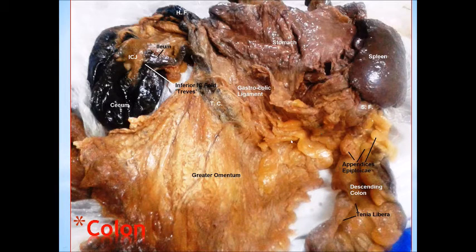Continuing with this transverse colon, we have the splenic flexure here, which is related to the colic area of the spleen on the visceral surface of the spleen, which I shall tell you just a little later. And then it curves down as the descending colon and ends in the sigmoid colon, which has been removed here.